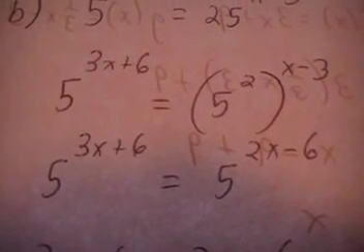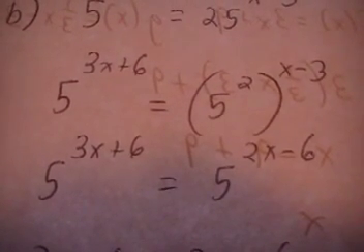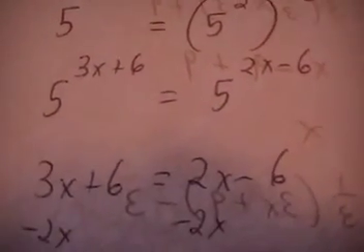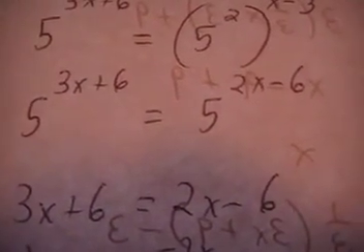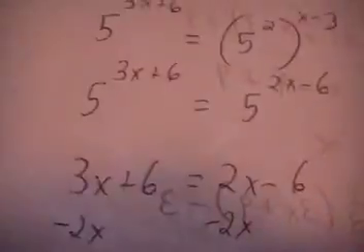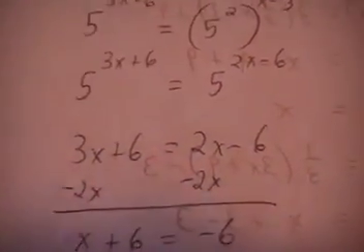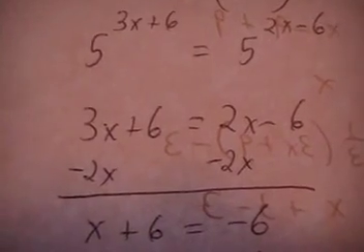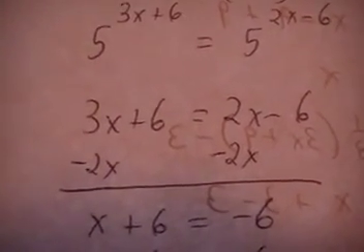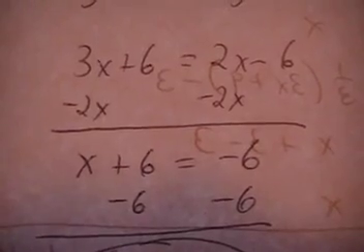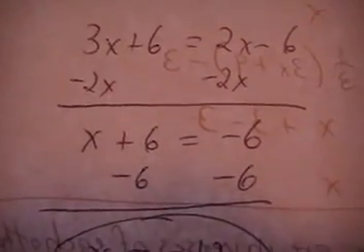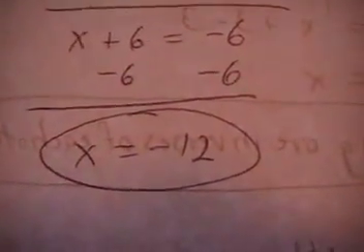Once the bases are the same and you've got the exponents situated, then cross out the bases and set the exponents equal to each other. 3x plus 6 has to equal 2x minus 6. Then it shouldn't be too difficult to solve for x. Here I subtracted 2x from both sides, leaving x plus 6 equals negative 6. Subtract 6 from both sides, and x equals negative 12.